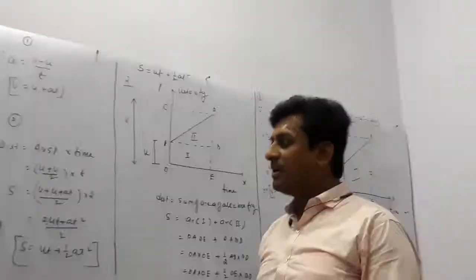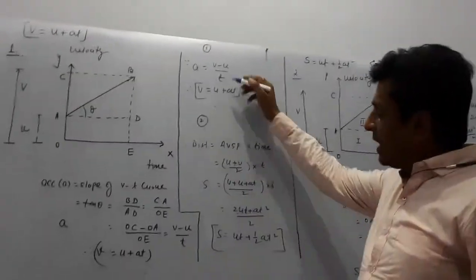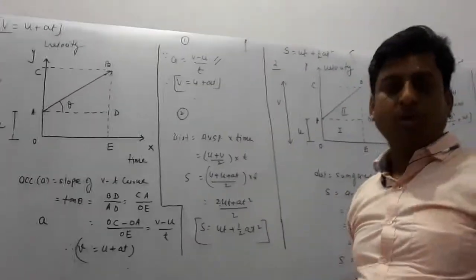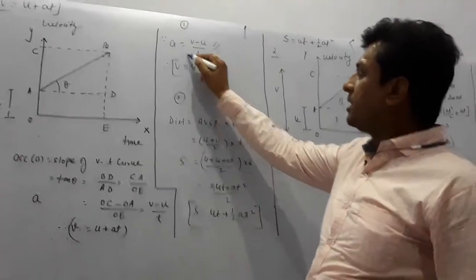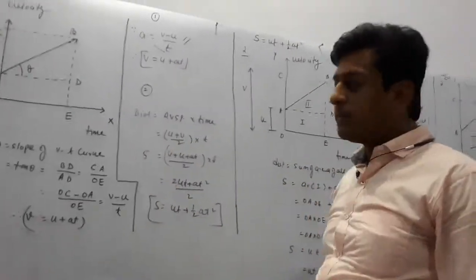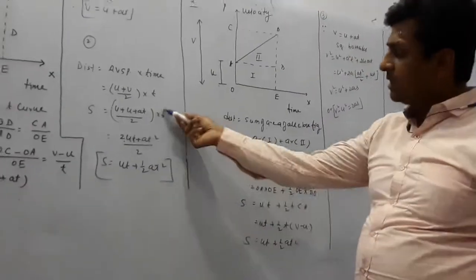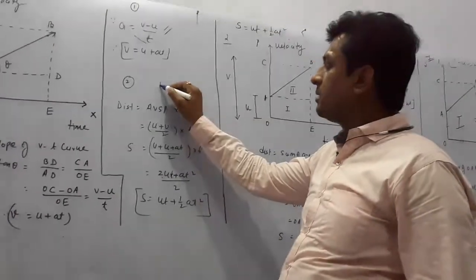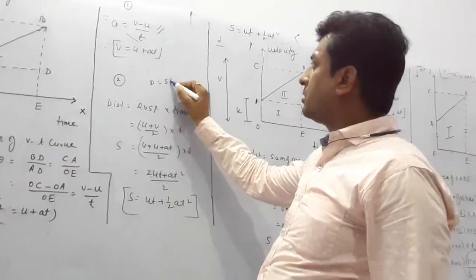Now if you come to the mathematical method, look at the first one. Acceleration is v minus u upon t. You know this formula. Cross multiply, you will get v minus u equals at, or v equals u plus at. For the second, here you all know that distance equals speed into time.